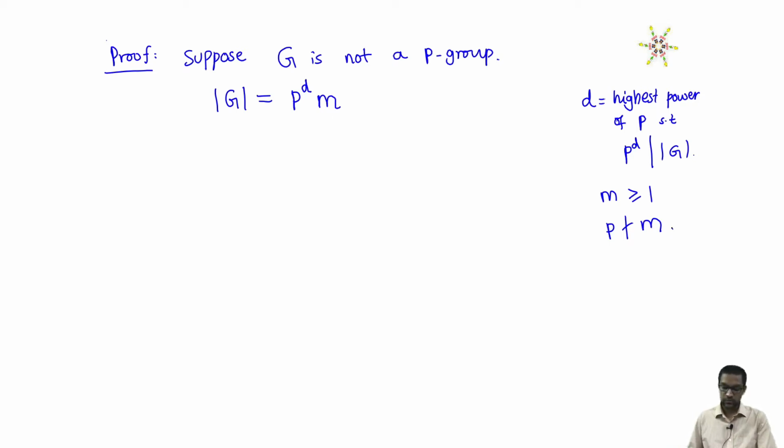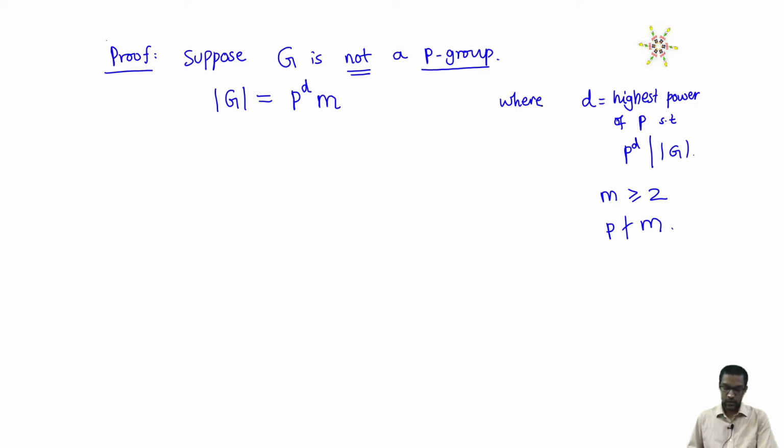Any number can always be written in this way, but I still haven't incorporated this assumption. I'm saying suppose G is not a P group. So what does that mean? It says when I write the cardinality of G in this way, the number m cannot be 1. If the number m is 1, then of course it just means that the cardinality of G is P power D. So here's what I know, that m is not 1, m is at least 2. This is what we conclude from the assumption that G is not a P group.